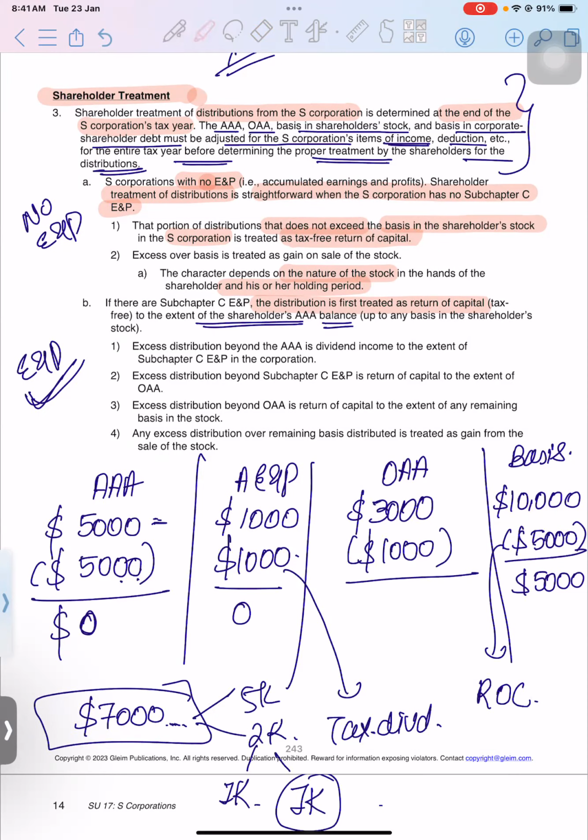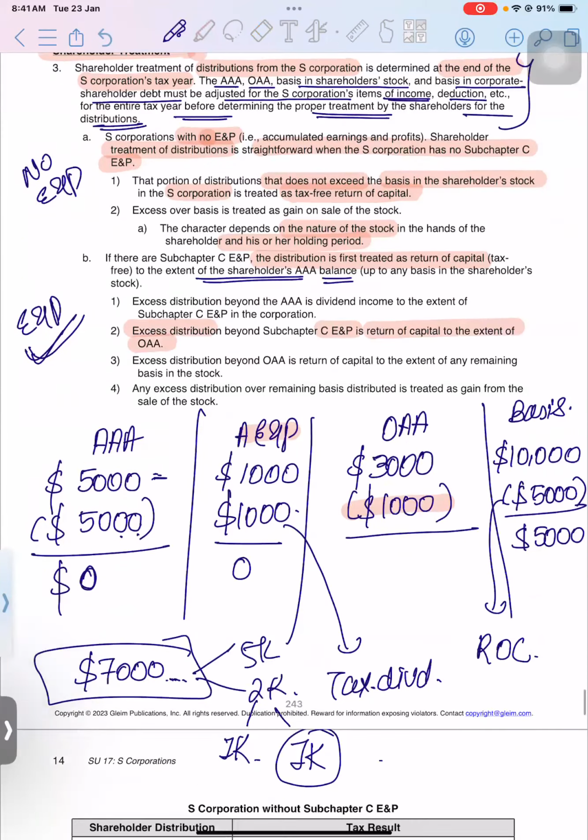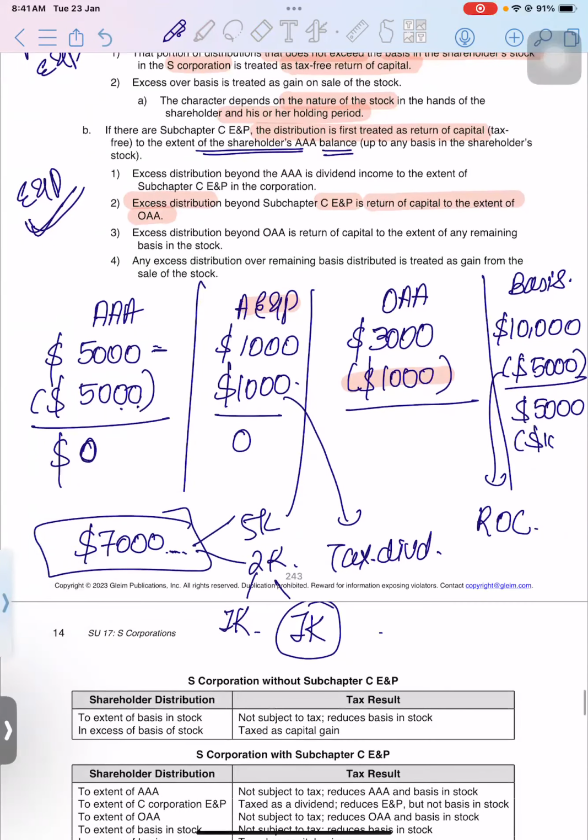Now, any excess distribution beyond ENP, meaning this 1,000, is a return on capital to the extent of OAA. So I'll reduce this OAA over here, and this is again called return on capital. My new basis will be $4,000. My OAA balance is 2,000, and this 2 will be 0. I hope this example is clear and crystal to you guys. If you still have any doubts, you can mention it in the chat box or in the comment section.